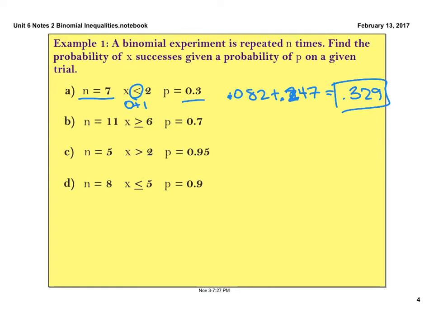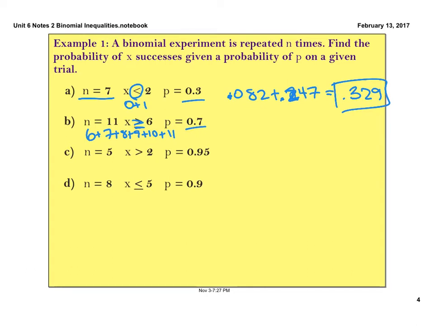In the next one, I have an n equaling 11, so I'm going to flip to the box that has 11 trials. So that's 11 trials of the experiment, and I want X to be greater than or equal to 6. That means I want 7 plus 8 plus 9 plus 10 plus 11. My probability of each individual trial is 0.7. Oh, and I'm sorry, I need 6 as well, because this is greater than or equal to 6, so 6 is also a success. So I'm adding all of those together.